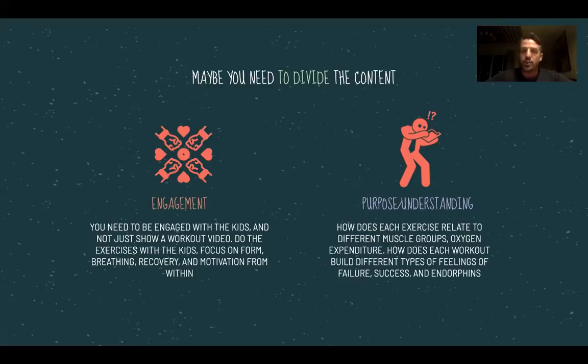And then you need to develop the purpose and understanding of fitness. How does each exercise relate to different muscle groups? How does muscular strength differ from muscular endurance or cardiovascular exercise? And also, what benefits are you gaining from each exercise, flexibility, agility?